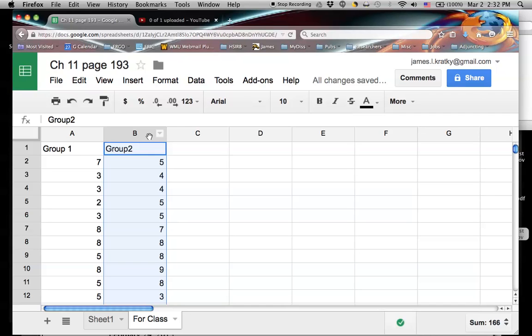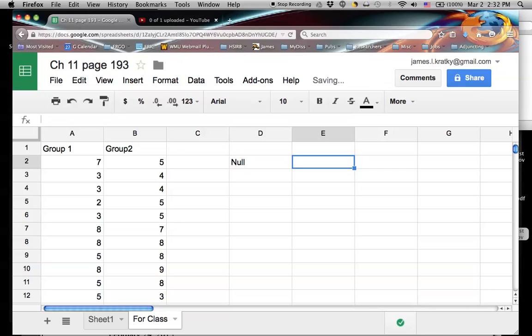So page 193, we have null and research hypotheses. So for the null hypothesis, again, this is not write-up quality. I'm speaking and typing here. But the null hypothesis is that the mean for group 1 is the same as the mean for group 2. Another way of saying that in terms of the language that Excel uses is we would say that the difference between the two is 0 because they're the same.